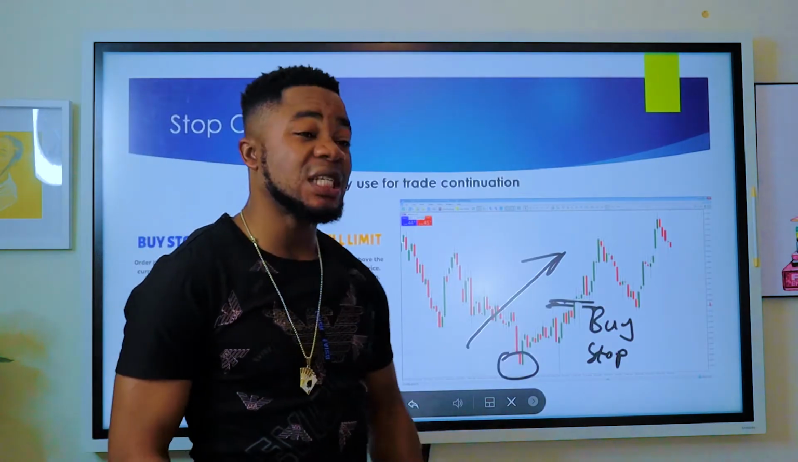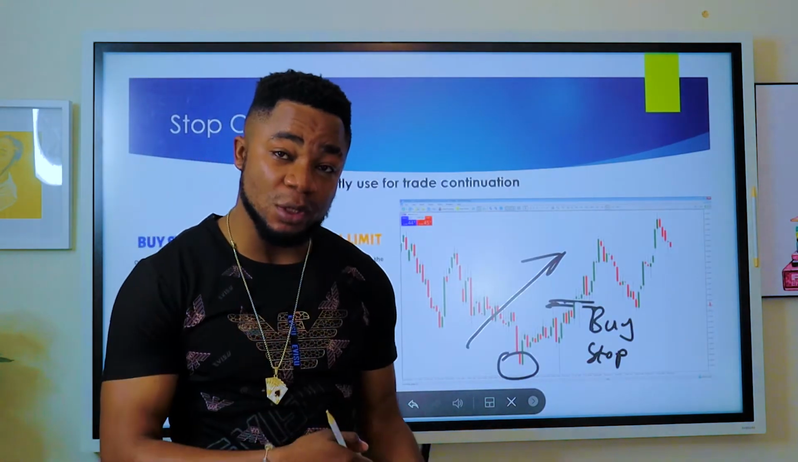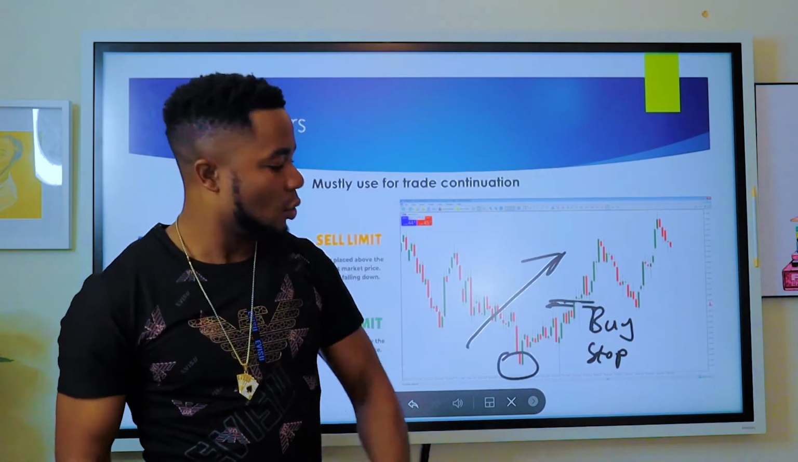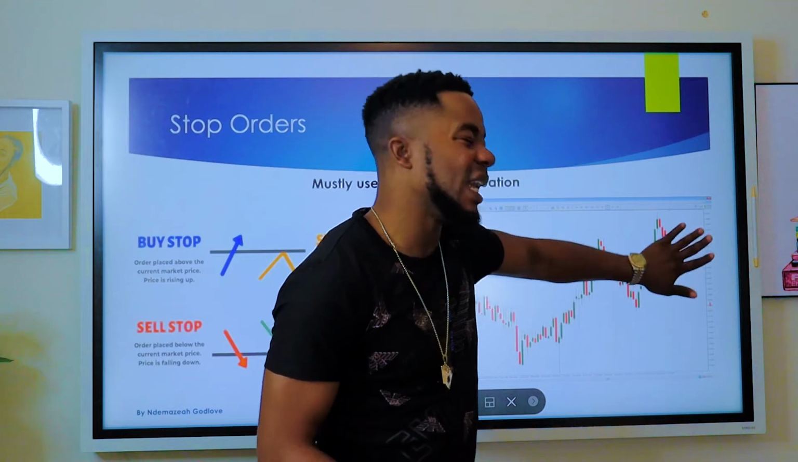Now let's just assume you have a prediction that the market will keep going down, but you have a level where you want to join the bearish trend. What you use now is instead what we call a sell stop.